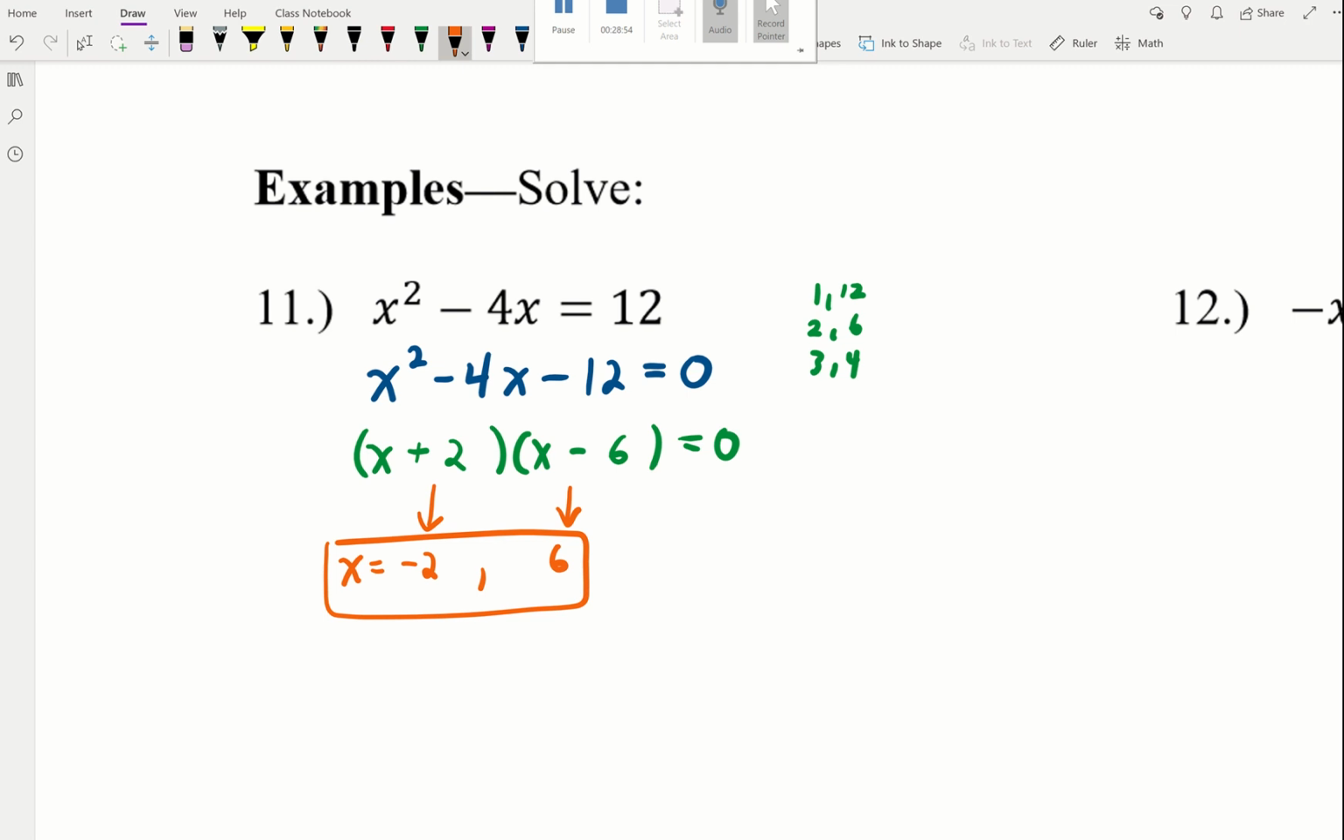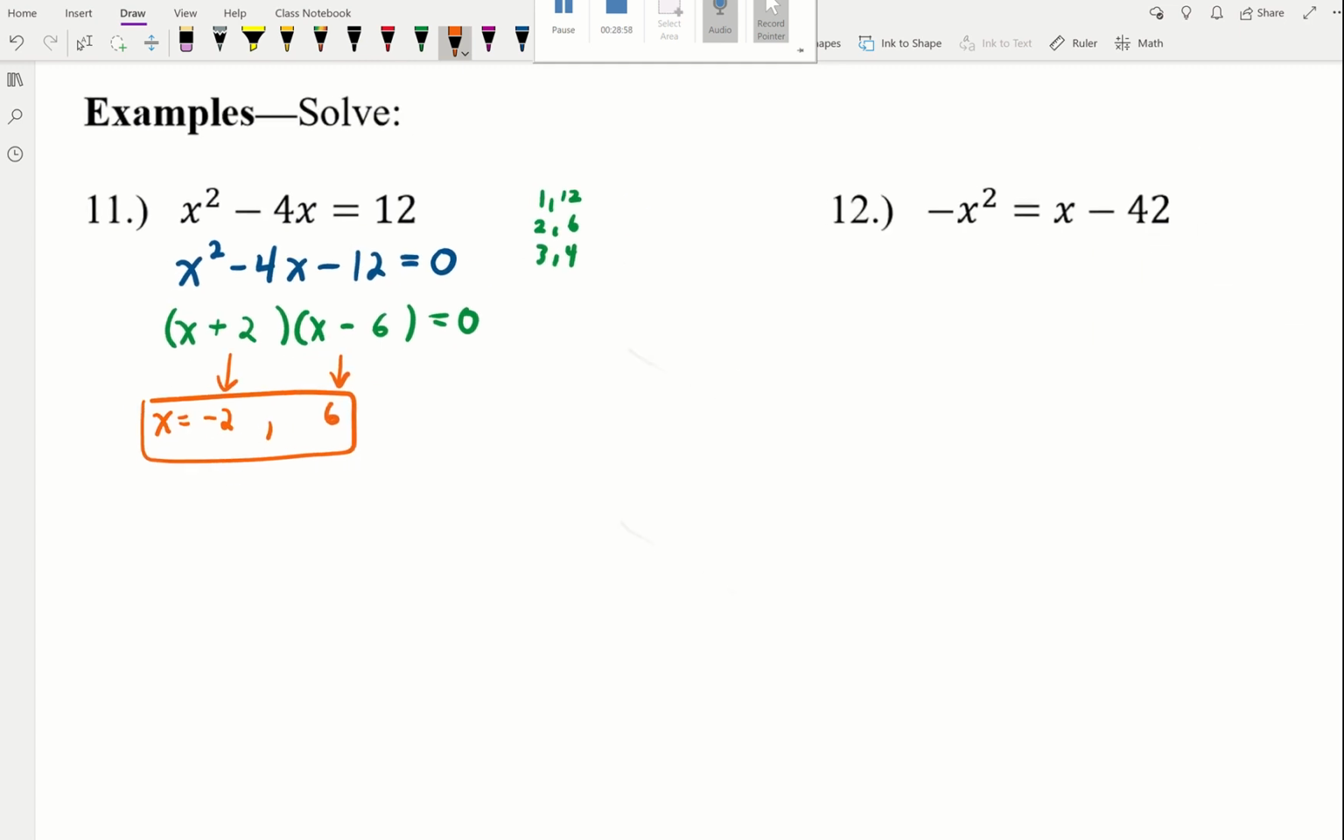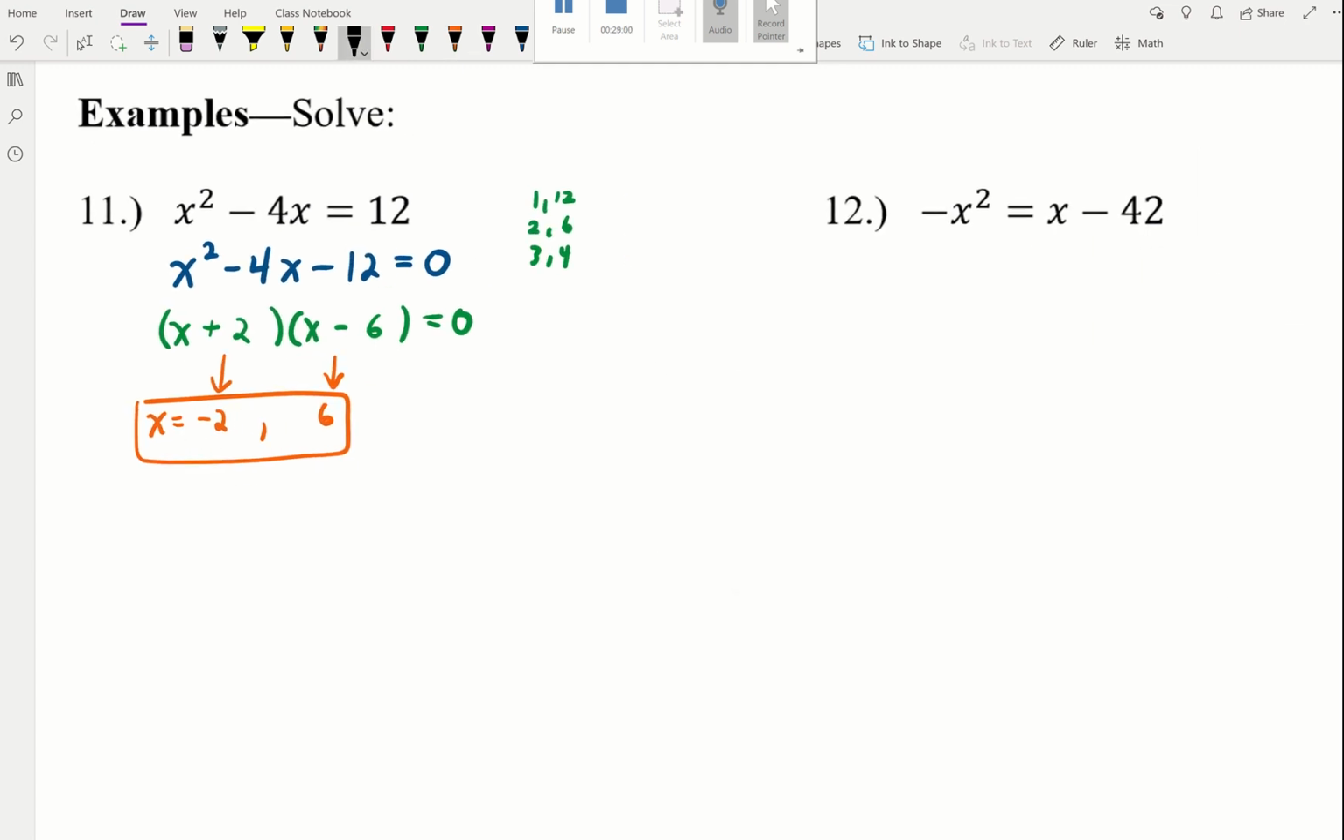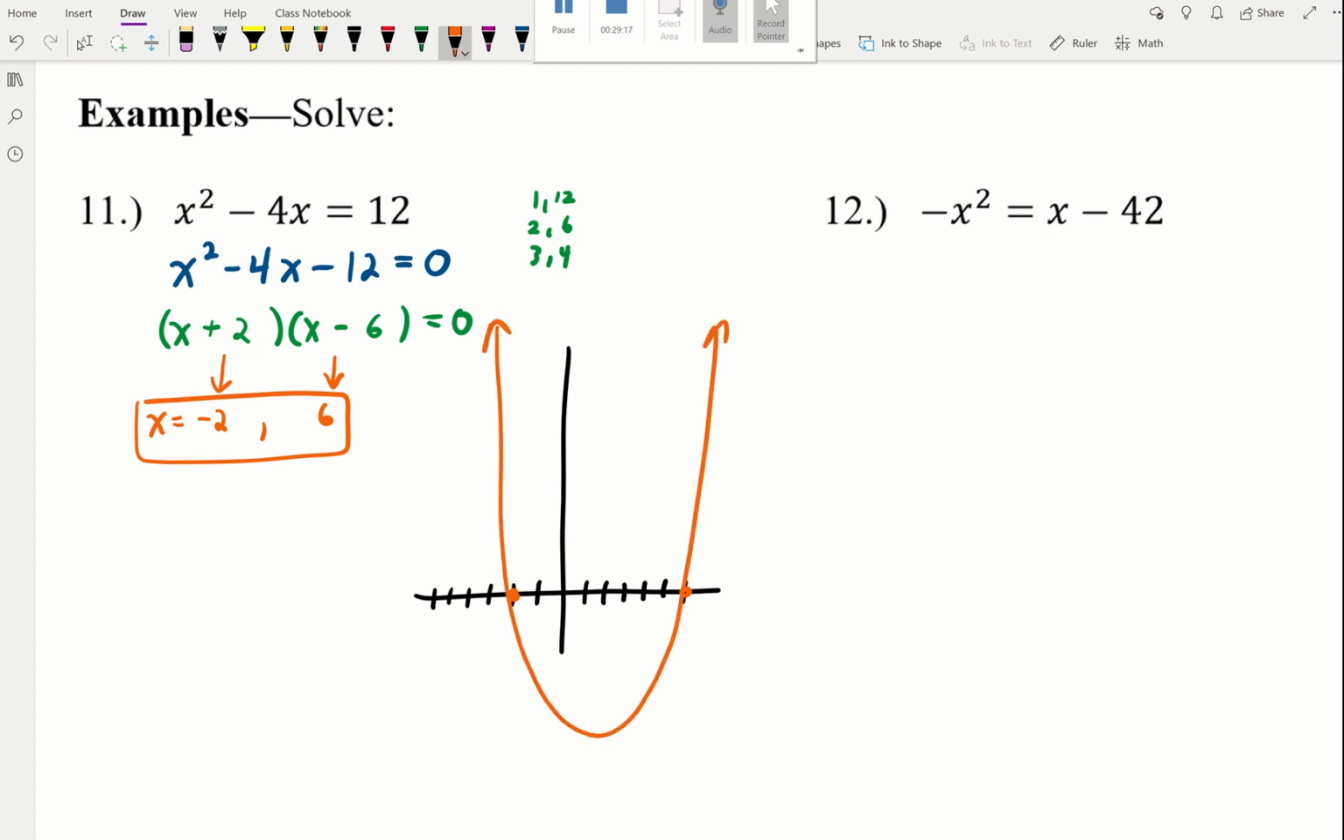And that's where the x-intercepts would be on the graph. So if you were to, again, sketch the graph, you would just sketch out a coordinate plane. We've got one x-intercept left 2, the other one right 6, and then our vertex is going to be right in the middle of those values.